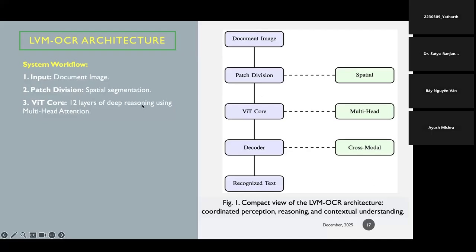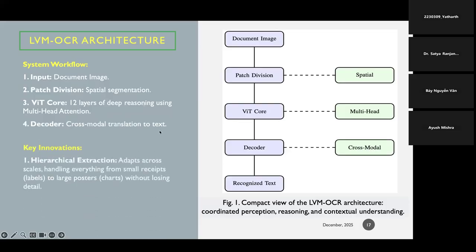Let's see about the key innovation. Why it works for medicine? So why does this matter for medical records? It comes down to two key innovations. So first, we use the hierarchical structure. Medical documents are diverse, and we have the tiny text on pharmacy receipts and the huge headers on hospital charts, right? Our model adapts its eyesight across the different scales, capturing both the fine details of the label and the big picture of the poster without losing clarity.